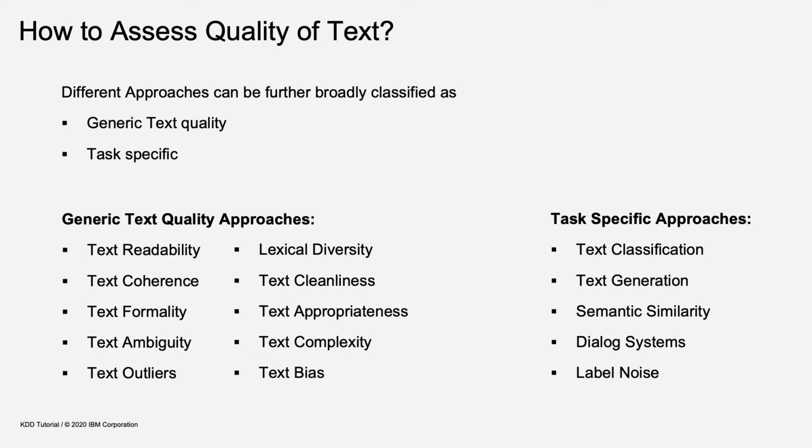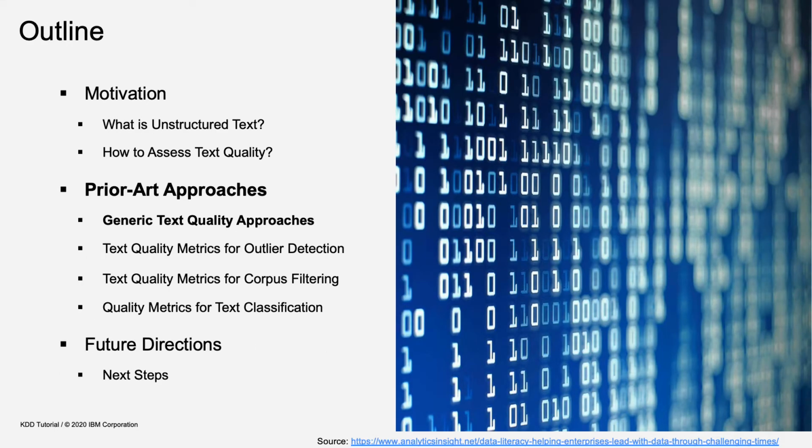Similarly, identifying interesting text pairs for semantic similarity datasets or interesting responses for dialog datasets or label noise in datasets would help transform them and make them suitable for the downstream ML task. We will cover the different approaches proposed in prior art for measuring these different types of text data quality. We will now first go over some of the generic text data quality approaches in prior art.